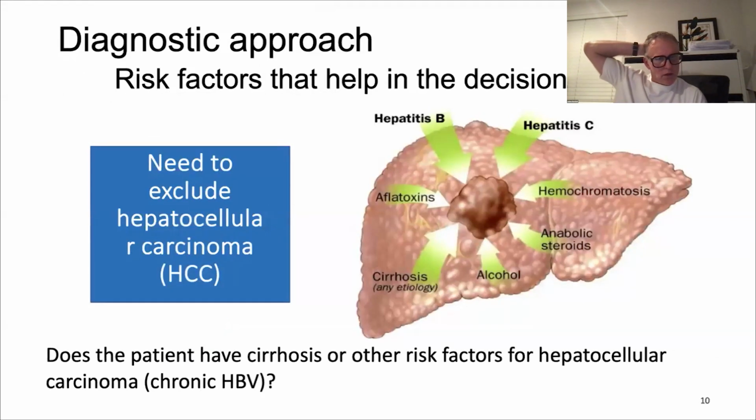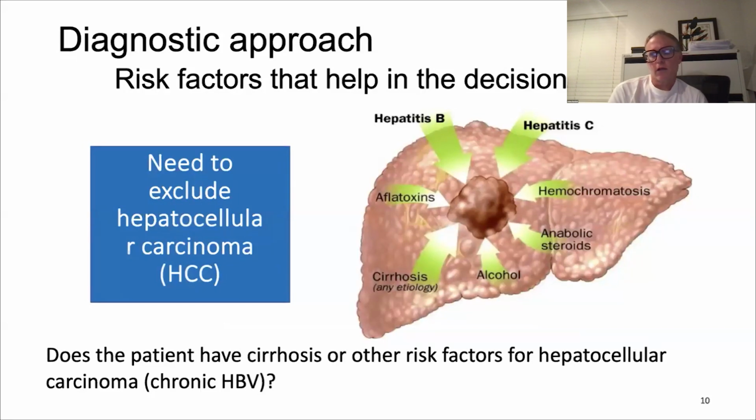The first thing you need to think about is, does the patient actually have an increased risk of developing a malignant tumor within the liver? That group of patients is essentially those with chronic liver disease or cirrhosis.